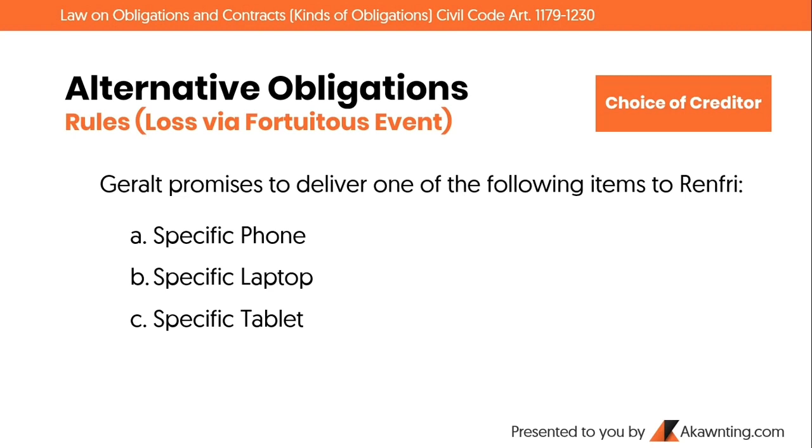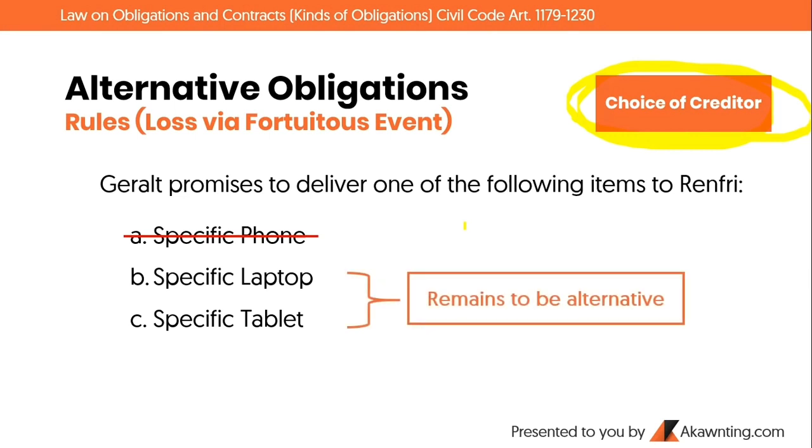Okay. So, ayan. Punta na tayo sa yung mga rules. So, ulit, okay? Gerald promises to deliver one of the following items rent-free. So, this time, ang pagkakaiba from our previous example is that the choice now belongs to the creditor, okay? So, may tatlo pa rin tayong choices: specific phone, specific laptop, specific tablet. So, what if nawala yung first item natin via 4227? Actually, walang pagkakaiba ito kapag ito ay choice ni debtor. Okay? Si creditor, meron siyang choice doon sa maiiwan, letter B and letter C din. Pero, in this case, this remains to be alternative kasi meron pang mga option.